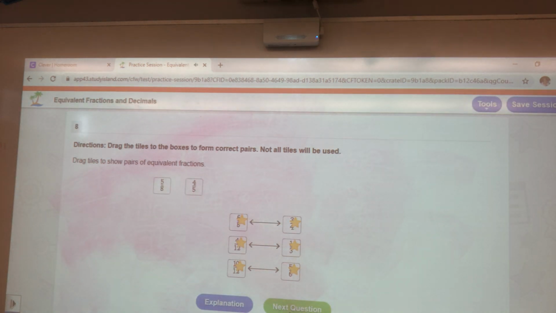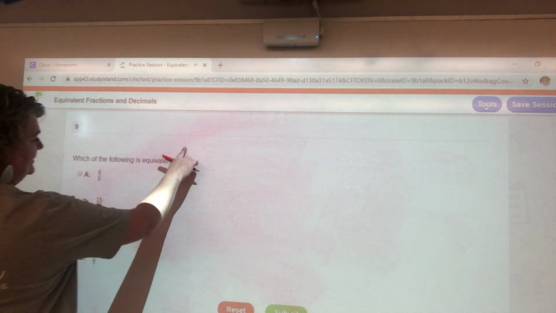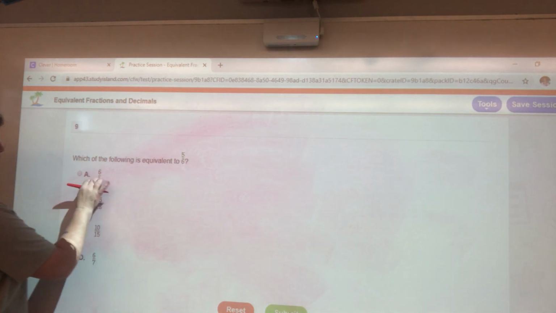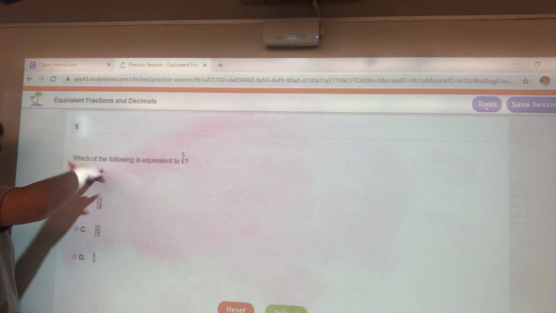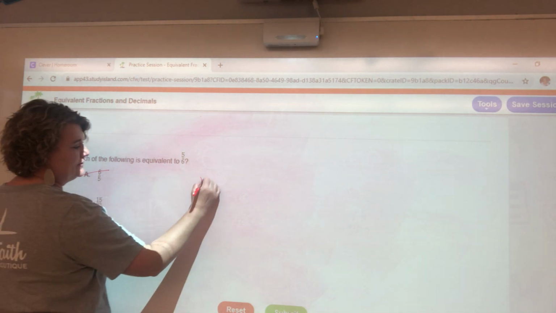There we go. Which of the following is equivalent to 5/6? 5/6 is already reduced. There's nothing that can go into both of those, so that stays the same. Do not pick that. 5/6 is not the same as 6/5. In fact, it's flipped over. Don't pick it. Maybe it's 15/18.